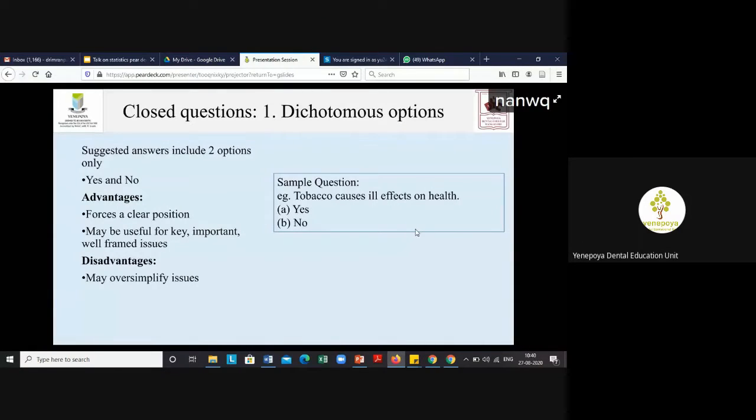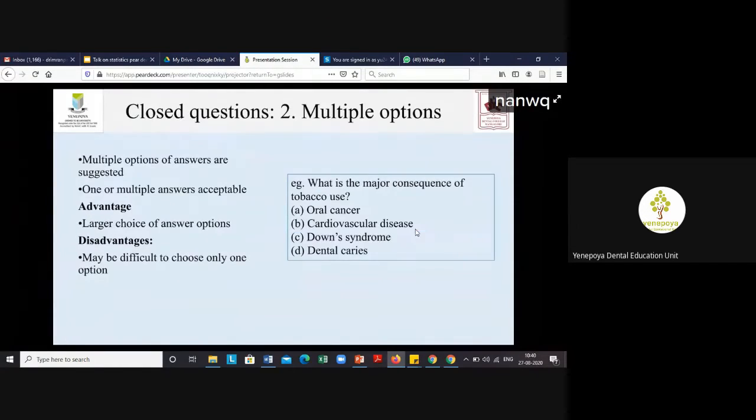Sometimes it might oversimplify your research question. That's a plus and minus we have to take as a researcher. But it's one of the important closed-ended tools with dichotomous options. Closed-ended questions with multiple options can also be given. Here the responder can tick either A, B, C, or D. The question is, what is the major consequence of tobacco use? That is the instruction we have already given, to know whether the person has knowledge about tobacco use and its effects. That is my research question I want to answer. So basically, the more options they tick, the better it is for me.